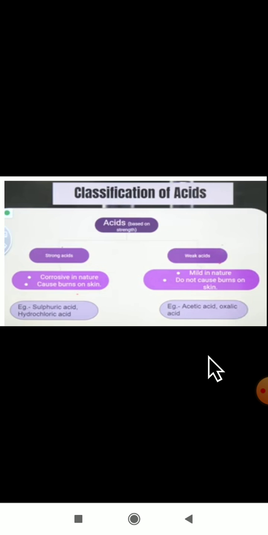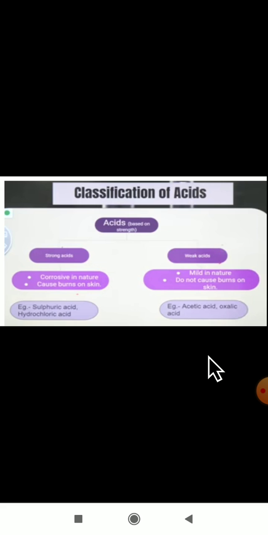Next we will see the classification. Whatever I have explained is in a chart here. Based on strength, there are strong acids and weak acids. Strong acids are corrosive in nature and cause burns on the skin. If you touch them, you may get burns. Examples are sulfuric acid and hydrochloric acid. These are very strong. You can't touch them with bare hands, because if you touch them your hands will burn.